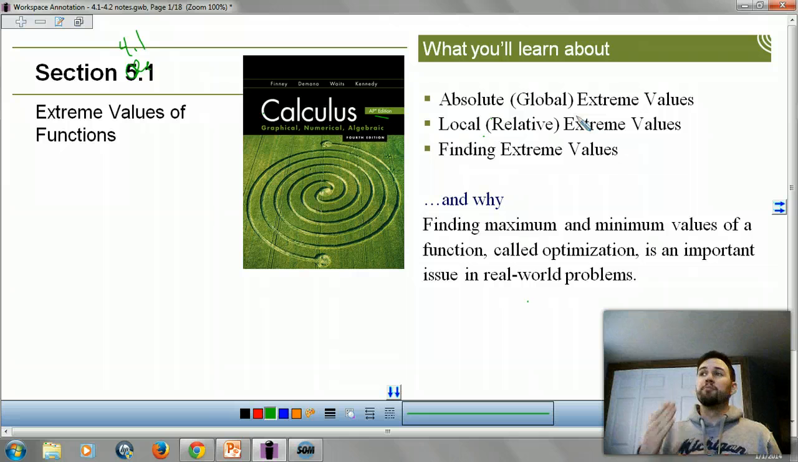Like if you're in business, maximize profits, minimize costs. If you're an engineer, minimize cost, minimize the amount of material used, maximize your tensile strength, all that good stuff. For cooks, maximize tastiness, minimize the amount of fats in it. Okay, I don't know, I'm just making up stuff.